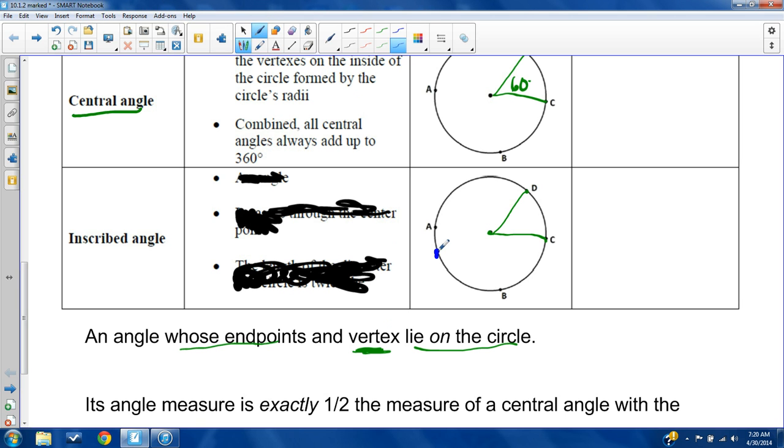So let's pick another point here. The only reason I'm doing a new one, let's call it F, because I still want to call this E.